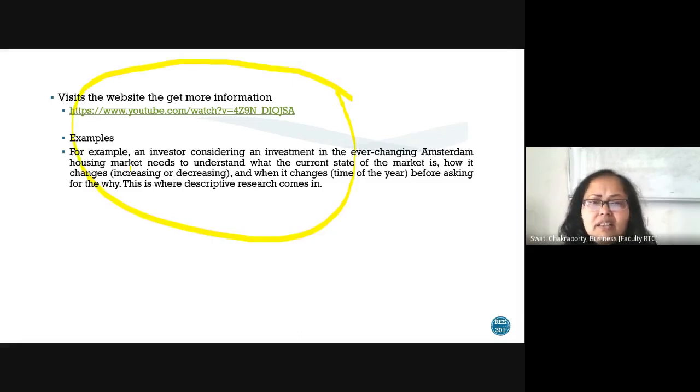Say, for an example, an investor considering an investment in the ever-changing Amsterdam housing market needs to understand what the current state of the market is, how it changes, and when it changes before asking for the why. So this is where descriptive research comes in. So this is the website on YouTube, if you see this, which tells you more about this sort of research design.